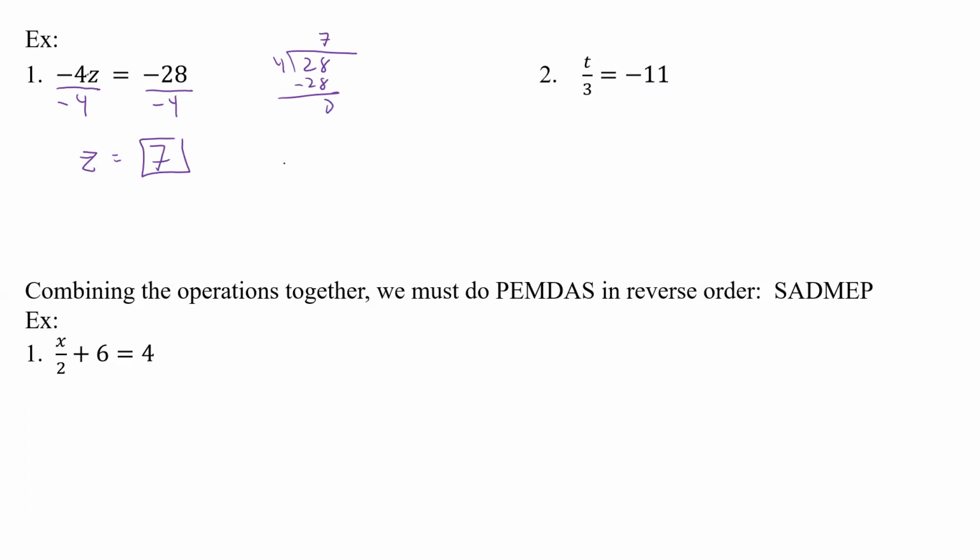Now does that work for the check? Negative 4 times 7 equals negative 28. Well, negative 4 times a positive 7 is negative 28, and so that one checks.